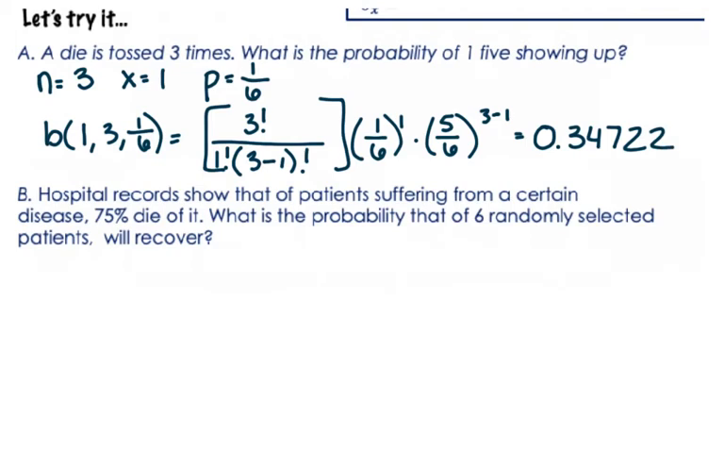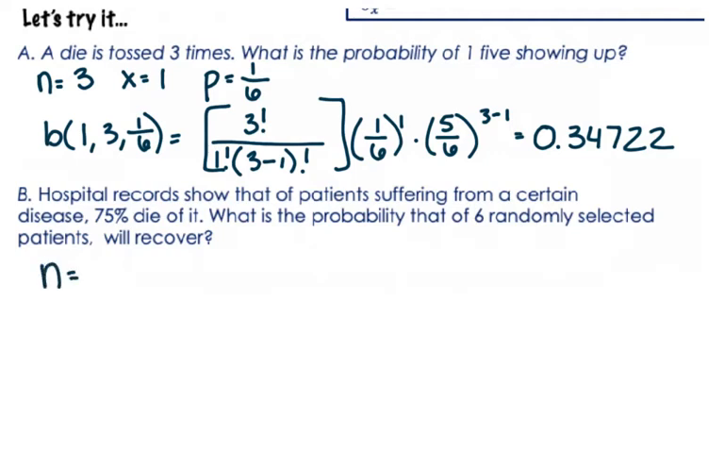Alright. If you don't know how to do that in your calculator, you need to message me or watch the video that I did on how to put in a factorial. Alright, and then we're going to do the next one the same way. So hospital records show that patients suffering from a certain disease, 75% die of it. What is the probability that of 6 randomly selected patients, they will recover?